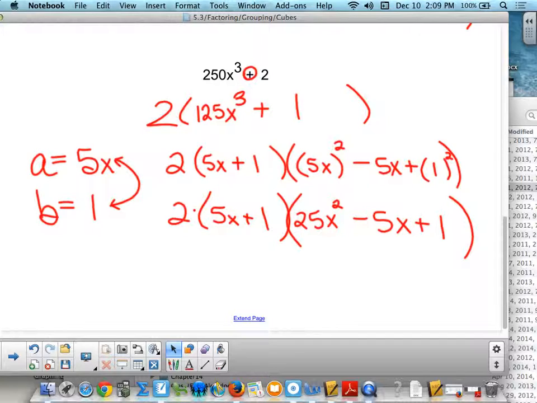1 times x squared is x squared. Oh, I know what I did. I went x squared times this, x squared times this. Then I went -5x times this, -5x times this, 6 times this, and 6 times this. See, there's just different orders you can put them in.